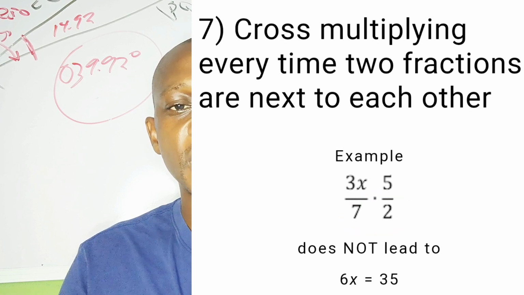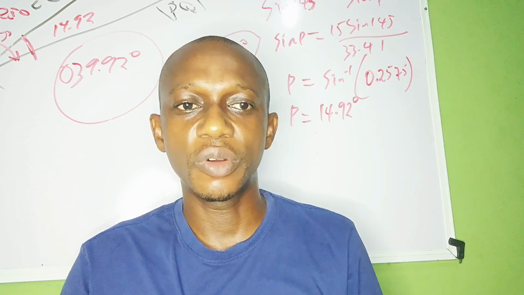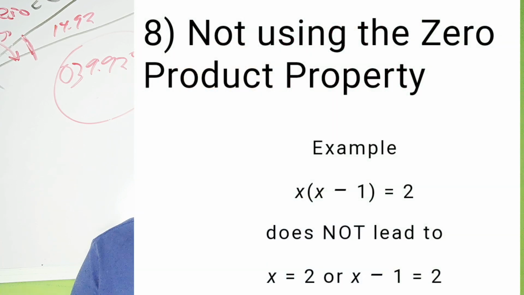So in this case, the student cross multiplied and wrote 3x times 2 is equal to 7 times 5, and the equal sign is not even part of the question there, so we don't have to include it. That's totally wrong. Number 8 says not using the zero product property.